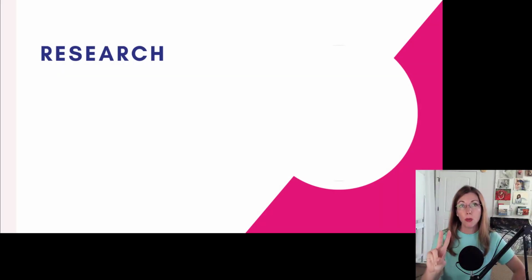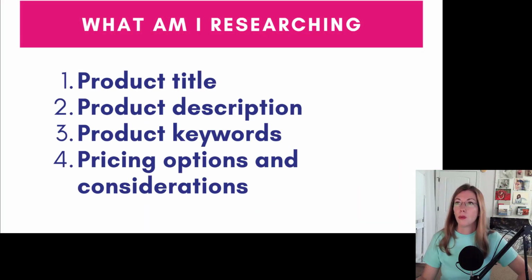Step number 2 of our 3-step program is all about research. This is probably a little bit boring, but I find it extremely interesting because you get to see what your competition is doing. So what we're actually going to research is 4 things. We're looking at product title, product description, product keywords, and then pricing, options, and considerations.